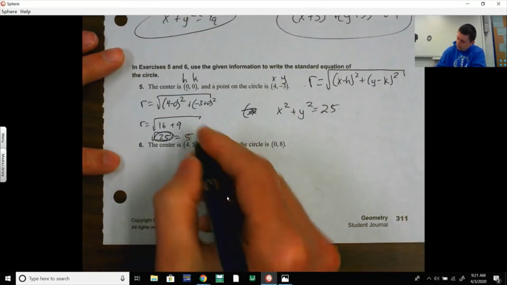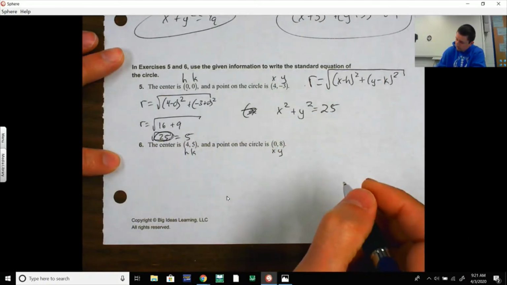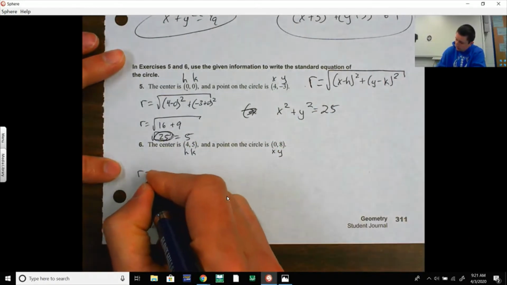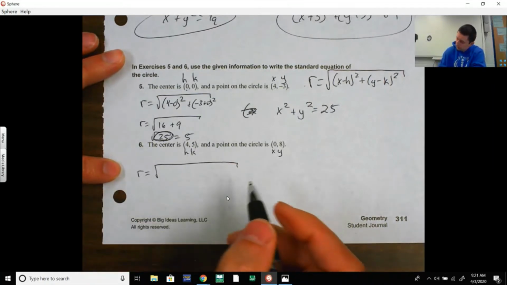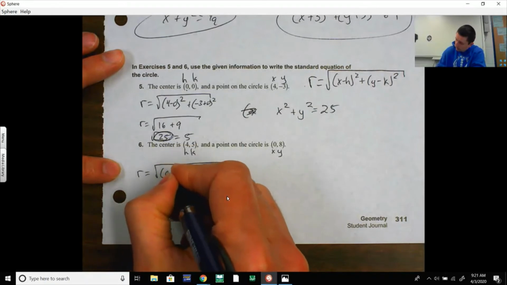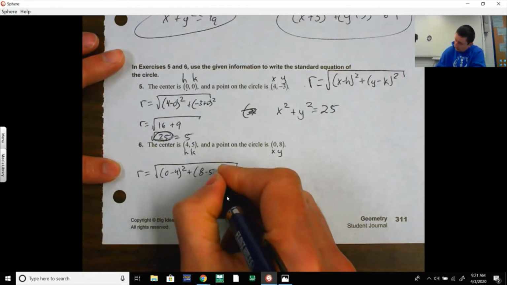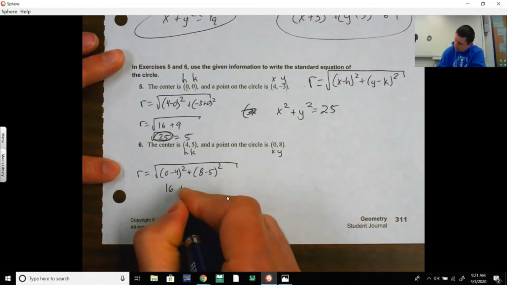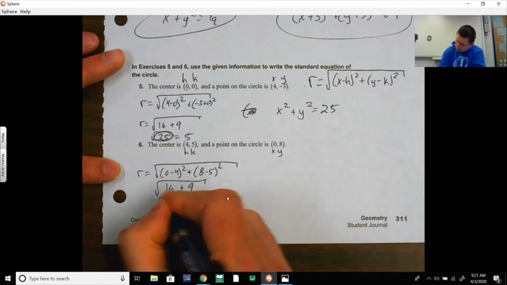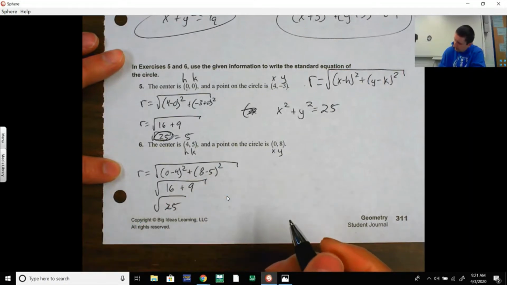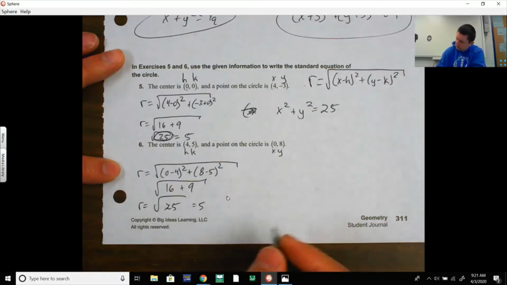Okay, so center, that's h and k. Circle is (0, 8), so x and y. So r is the square root, or you can just say r squared equals and not deal with the square root. (0 − 4)² + (8 − 5)². So that is 16 plus 9. That's the square root of 25 again. That's kind of boring, which is 5. So your radius is 5, same answer.